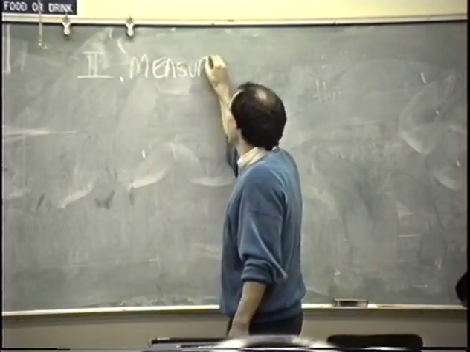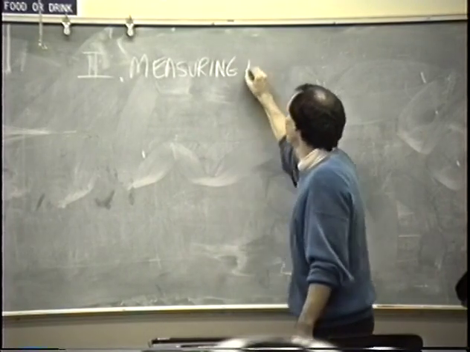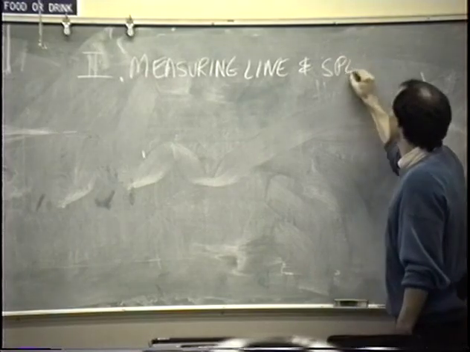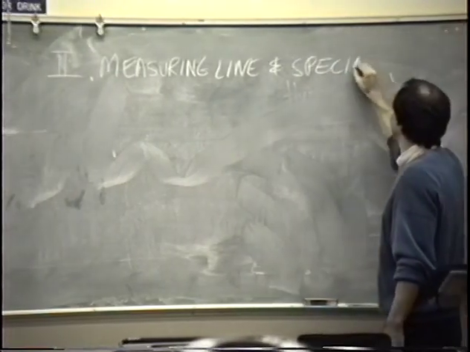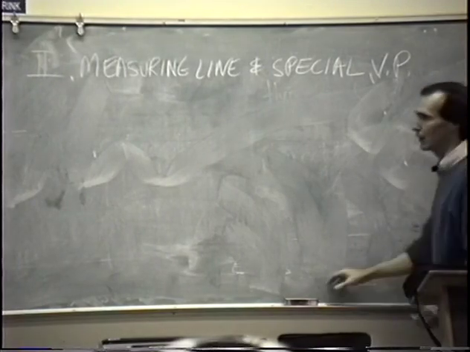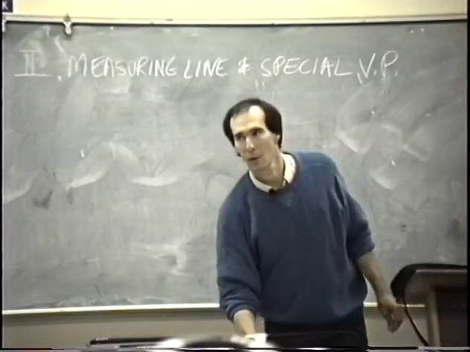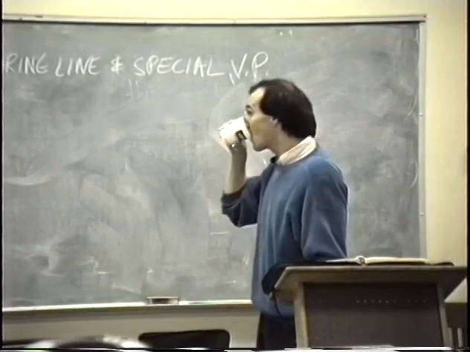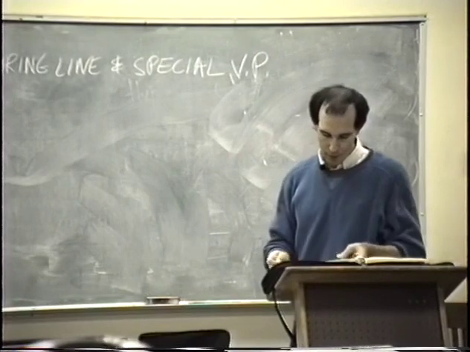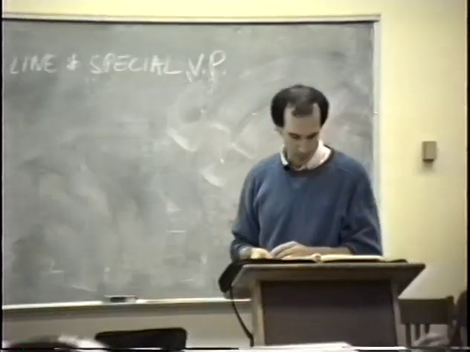It is called the measuring line and special vanishing point. Again, I put this title up here knowing that it doesn't mean a lot, but it will when I've explained it, because I'll go back over that title. The measuring line and special vanishing point.